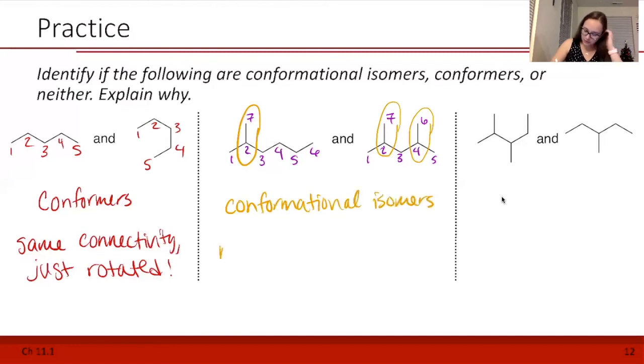So they have different connectivity, same molecular formula.